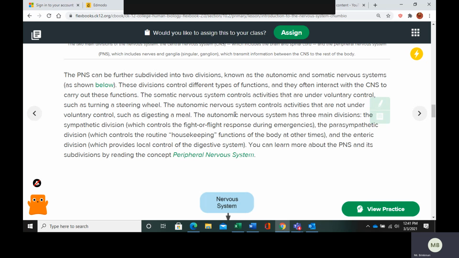The autonomic nervous system has three main divisions. It has the sympathetic, which is fight or flight, the parasympathetic, which is rest and digest, and the enteric, which is local control of the digestive system.